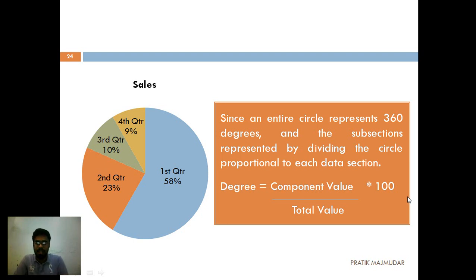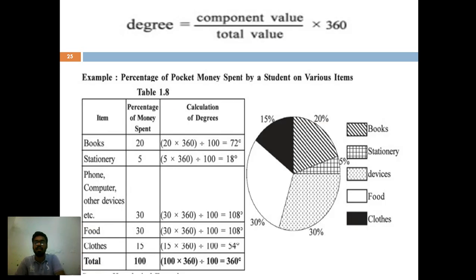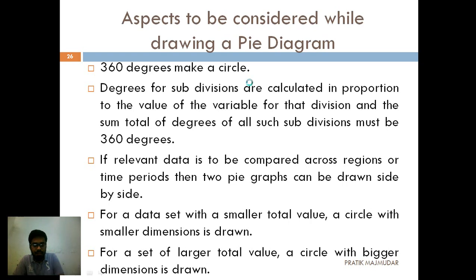Now let's take a bookish example which was given in the GSEB book. Here I have written the definition and related example in the previous slide. Here I have made a correction. This is the formula, you just go to the circle and check it: degree is equal to component value divided by total value into 360.